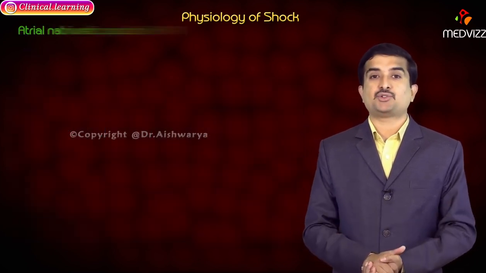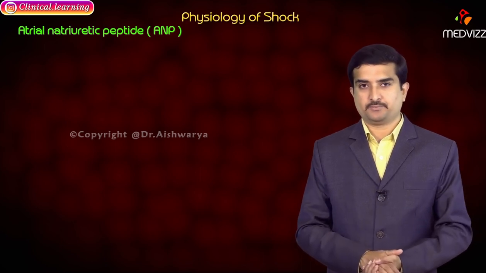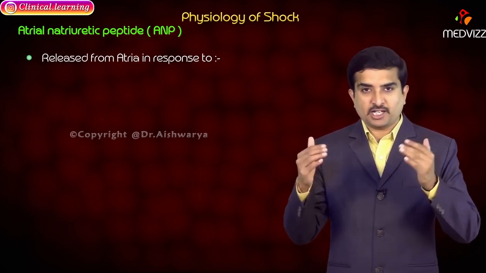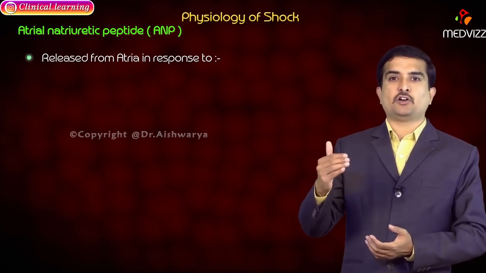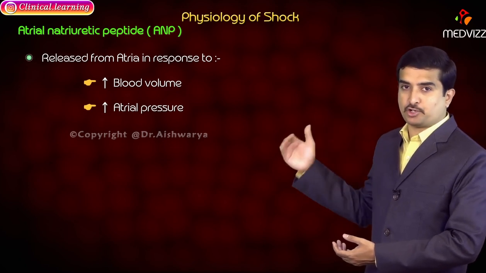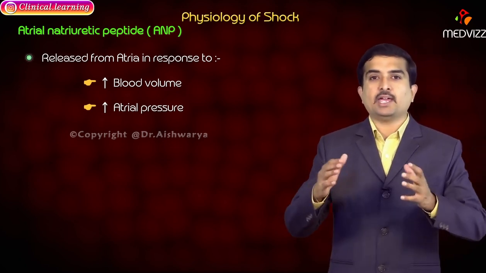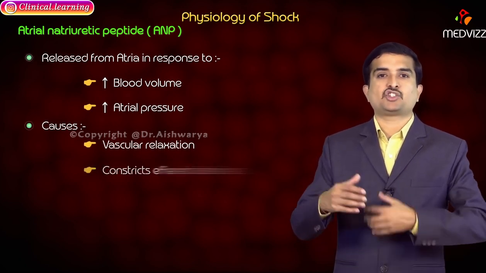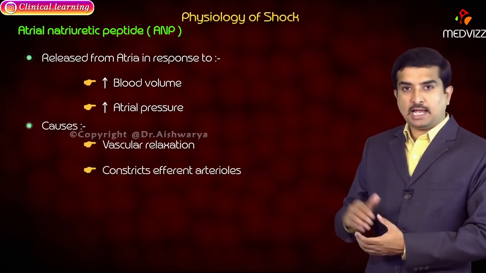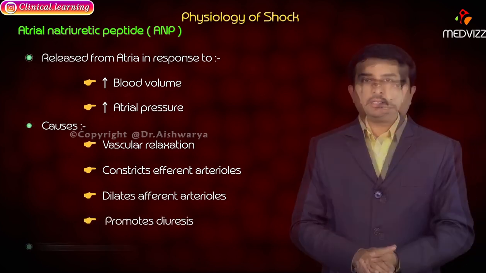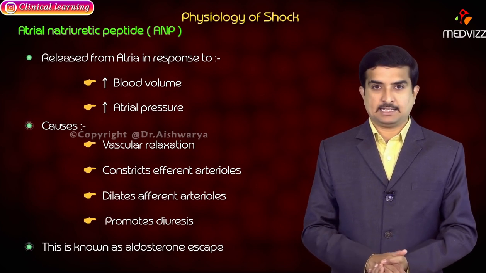Next is atrial natriuretic peptide. Atrial natriuretic peptide is released from the atria in response to increased blood volume and an increase in the right atrial pressure. So ANP causes vascular relaxation, constricts efferent arterioles and dilates afferent arterioles, and promotes diuresis. This is known as aldosterone escape.